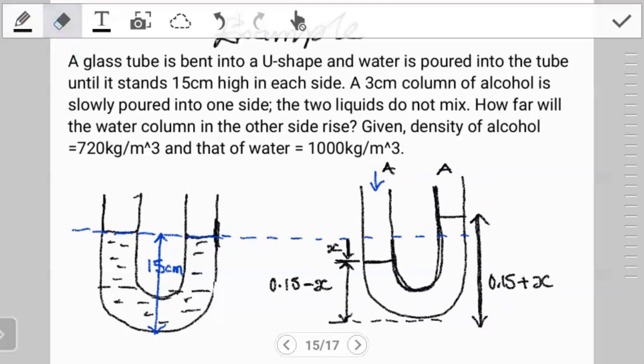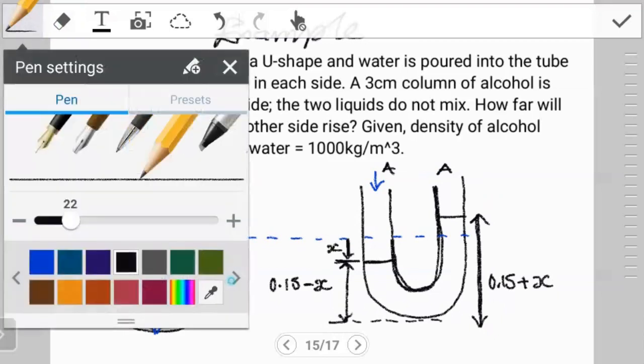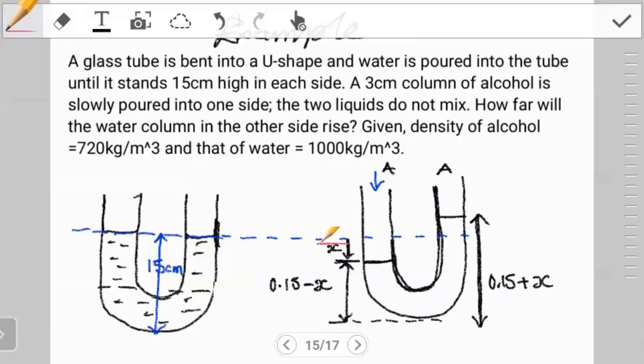Now, what you have to take note of from here is that on the left-hand side, we have the water level dropping by X. On the right-hand side, we have the water level going up by X. The question is asking us to find how far the water column in the other side would rise, which is this part. So we want to find X here. That's all we want to find here.